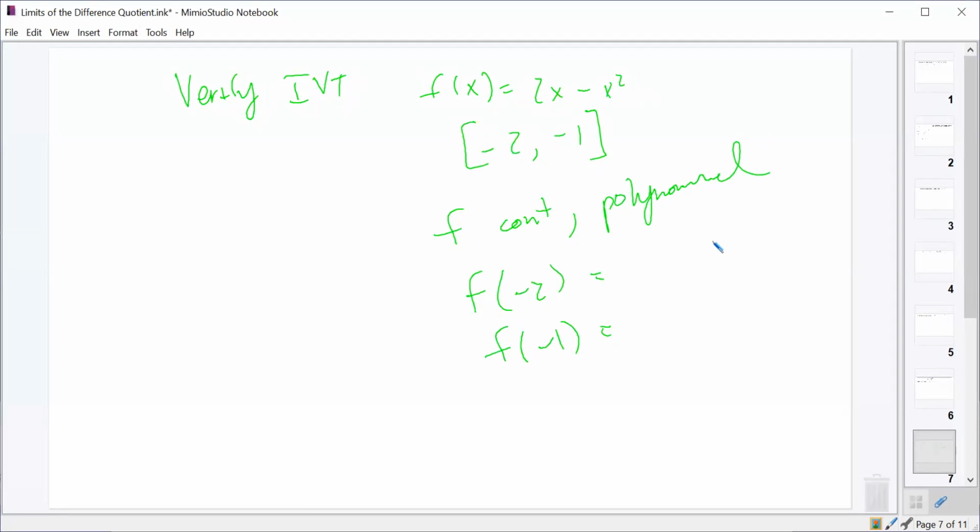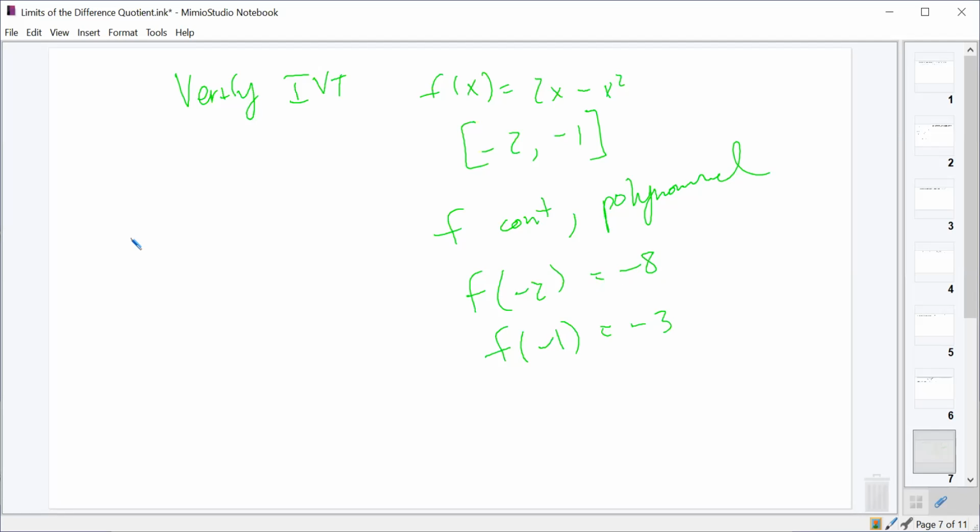So let's see, f of -2, what's that? -4 minus 4, so -8. And f of -1 looks like that's -2 minus 1, so -3. Everybody good with that? Yes.